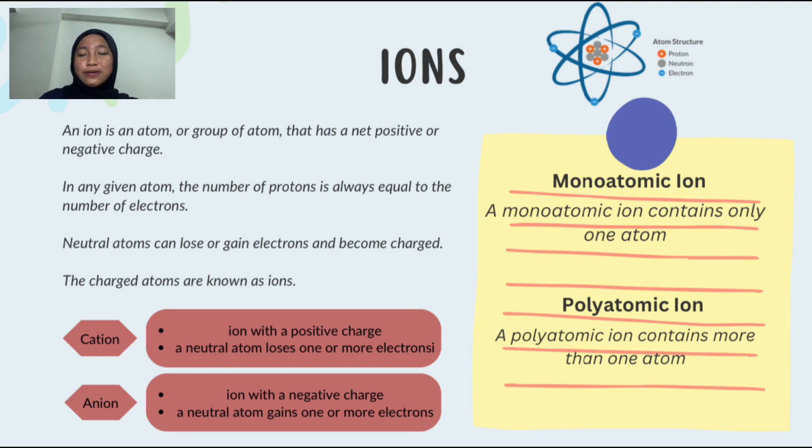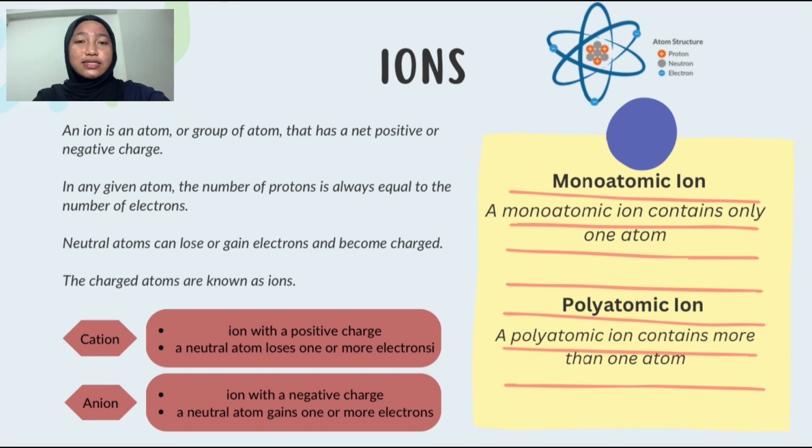We have 2 types of ion. For the first type, we have cation and anion. Cation is ion with a positive charge, where a neutral atom loses 1 or more electrons. Anion is ion with a negative charge, where a neutral atom gains 1 or more electrons.